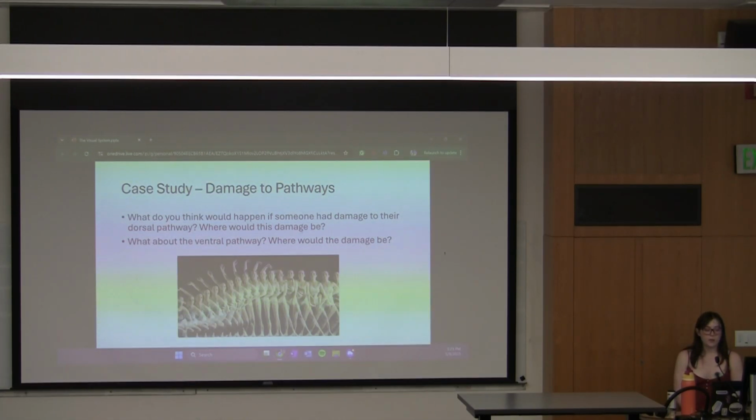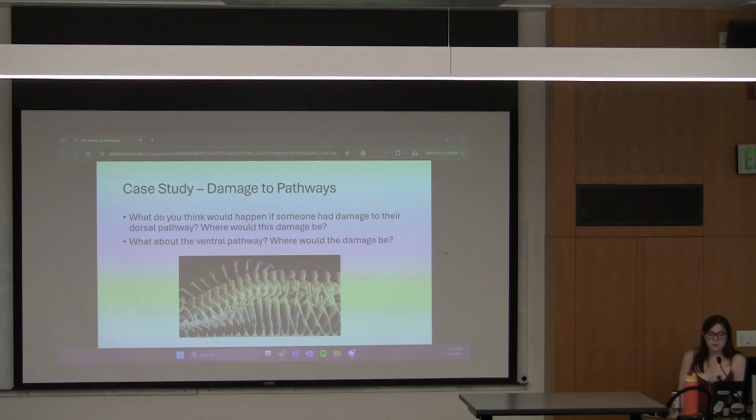So we're going to go over case studies. So what do you guys think would happen if someone had damage to their dorsal pathway, and where would this damage be? Damage here typically affects spatial awareness and motion perception. So a person might struggle to locate objects in space or visually guide their movements. For example, they may be able to describe an object but fail to reach for it accurately.